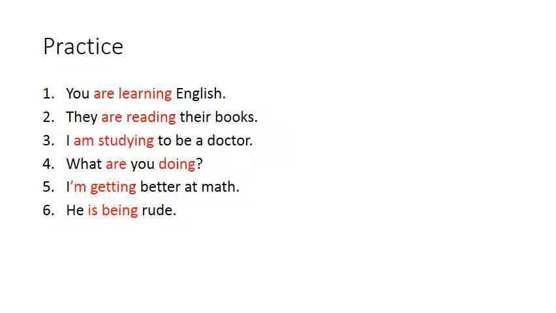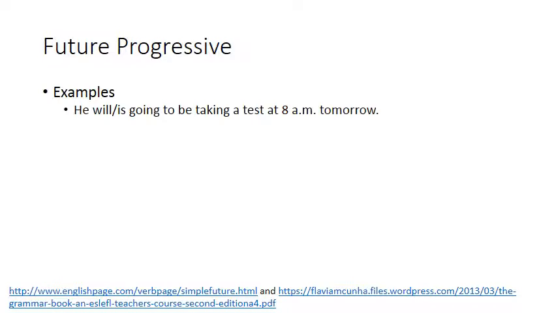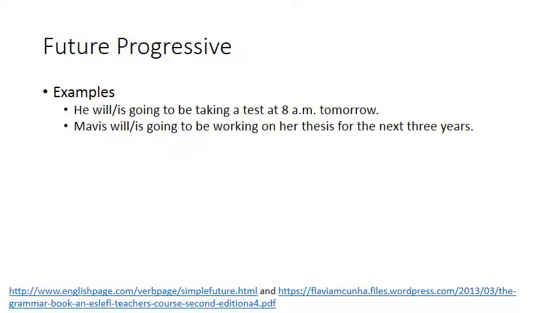What that means is that in the past he's not normally rude, but that he is changing his behavior, and that at some point that will stop, that he will stop being rude. But he's being rude is talking about a change that is in progress. The next one here is the future progressive. And here's our examples. He will, or he is going to be, taking a test at 8 a.m. tomorrow. Mavis will, or is going to be, working on her thesis for the next 3 years.